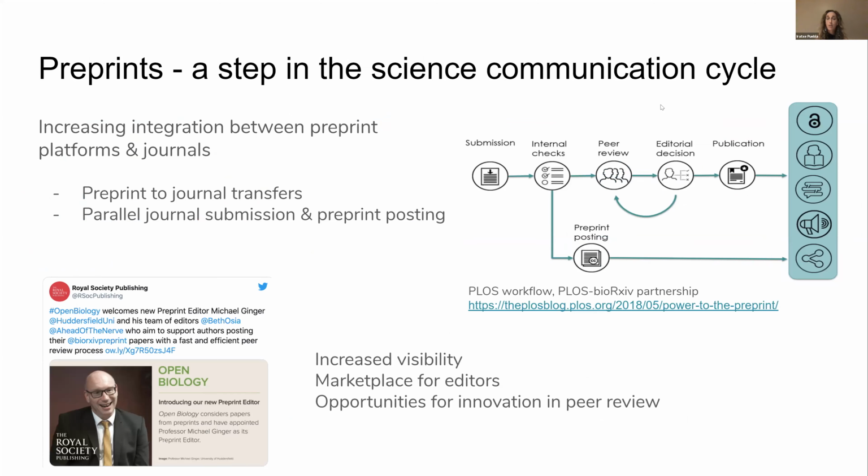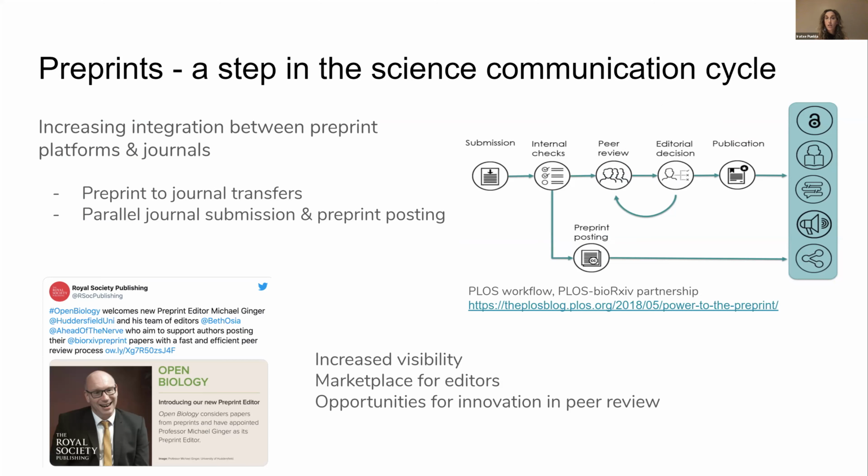This can be in both directions. We have now mechanisms for transfers through some preprint platforms into journals. So again, if the researcher chooses to post their work as a preprint, they may later on choose to, from that preprint record, transfer to a partner journal that operates within that workflow.